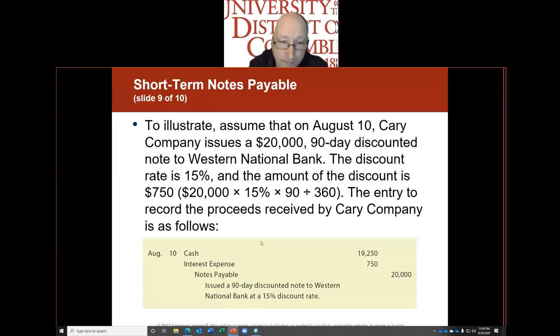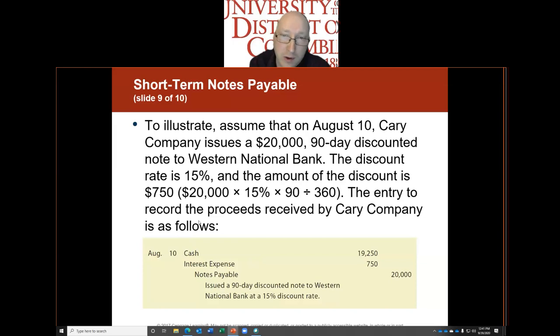Okay, here's how it looks. So let's assume that our company issues a discounted loan to the bank. Here's how it looks. We debit our cash to increase our cash. We debit our interest expense, and we credit our notes payable. What this represents is a discounted note payable.